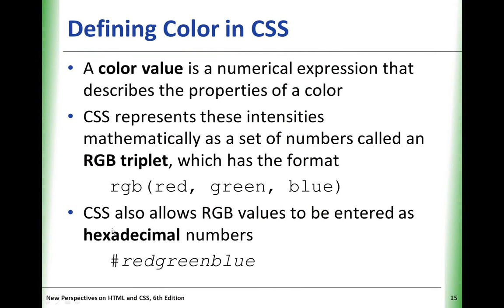We also can enter hexadecimal numbers. It doesn't look like this. It looks like a pound and then 6 numbers, or a combination of 6 numbers and letters. This is described on page 153. There are also some words we can use to say our color. You can find those in a chart at the bottom of 154 and in an appendix in the back of your textbook, or you can Google it.